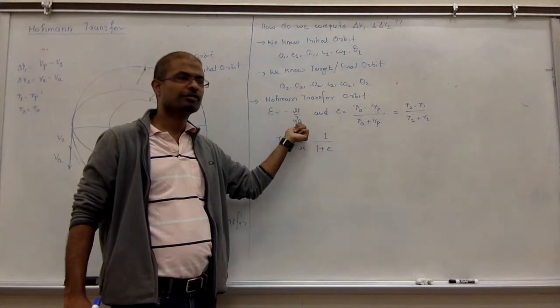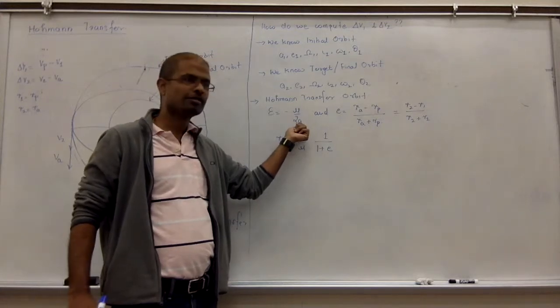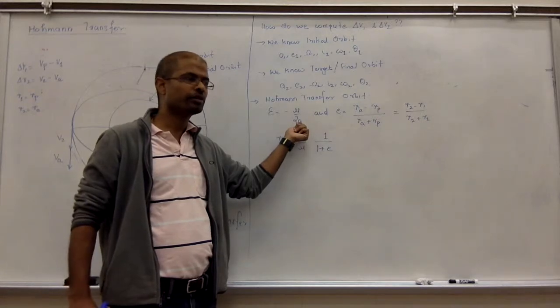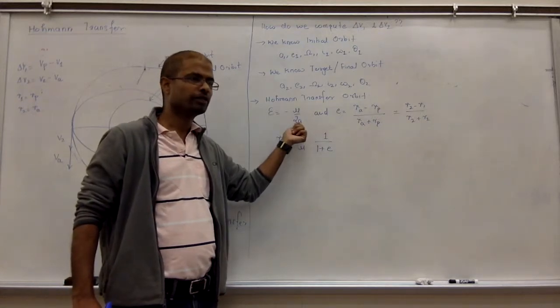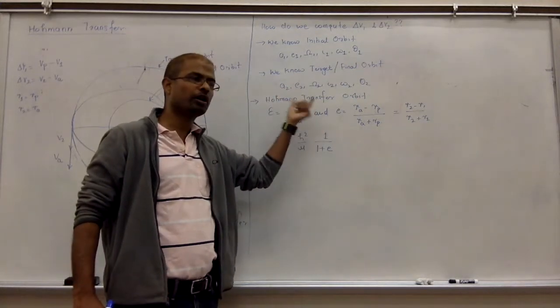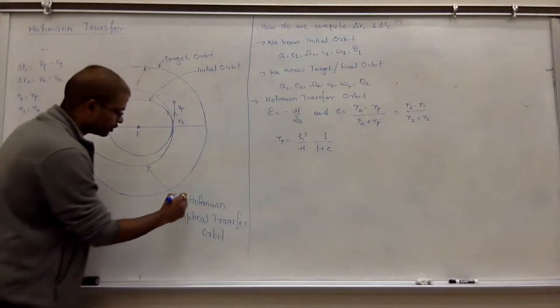Isn't A like RA plus RP divided by 2? So what is it? R1 plus RP divided by 2? Yeah. So you know that as well, right? A is only one for any given orbit. We are only interested in the Hohmann transfer orbit. See, this is what we want.